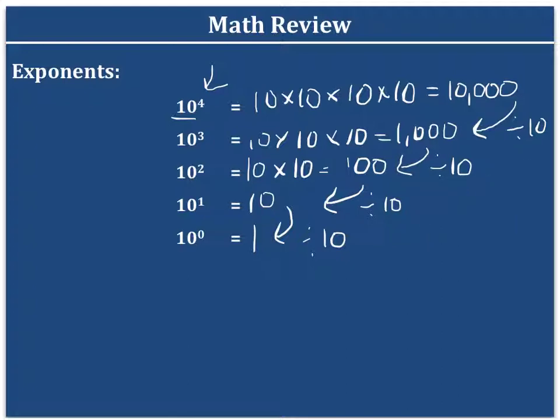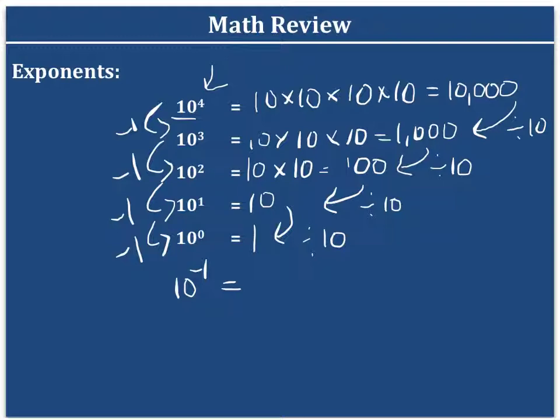Our pattern on the left is, if we look at the exponents, 4 to 3, subtract 1. 3 to 2, subtract 1. 2 to 1, subtract 1. So let's continue this pattern. On the left side, our next one would be 10 to the negative 1. We can't really take 10 negative 1 times, so we need to follow the pattern to figure out what 10 to the negative 1 actually equals. We're going to divide by 10, so we get 1 over 10, or 0.1.